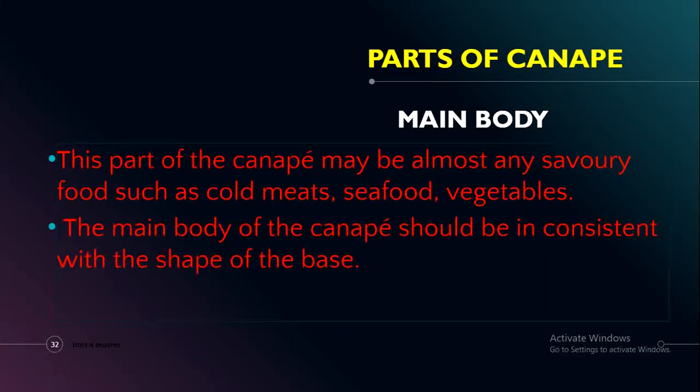Next one is the main body. This part of the canapé may be almost any savory food such as cold meat, seafood, vegetables, etc. Any kind of main ingredient comes in this part, which is otherwise also called the topping. It should be in harmony with the shape of the base as well as with all the other ingredients.